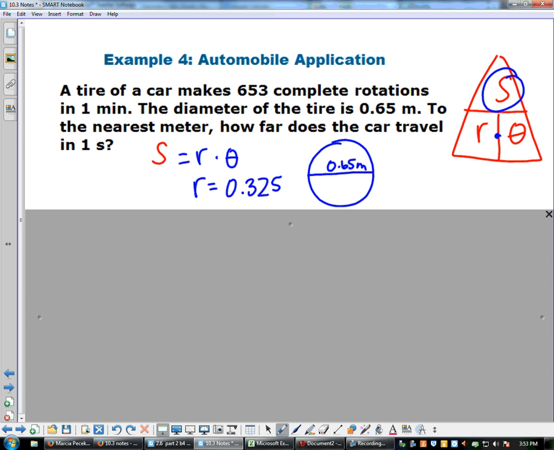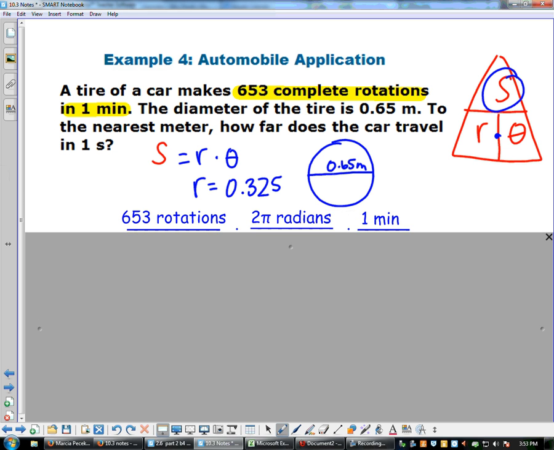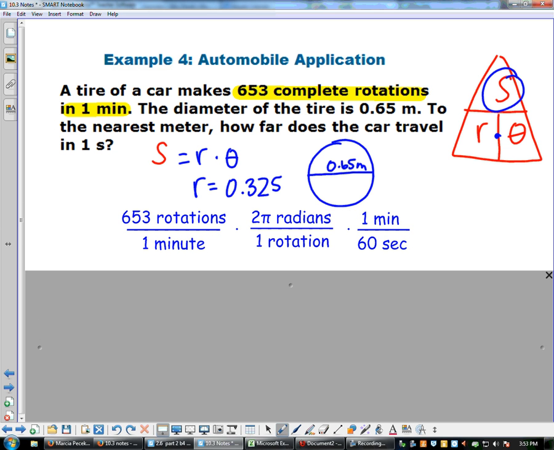So there's the first part of my formula. Next up, I need to find my angle measure. I wasn't really given my angle measure in this case, but I was given some information about how many rotations were completed and in how long of a time. So we're going to set up a unit conversion to help us out. I'll walk you through it. What do we know to start off with? I know there were 653 rotations that happened in 1 minute. That's just the given information from my problem.